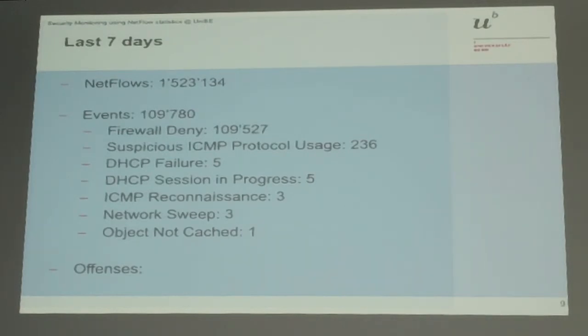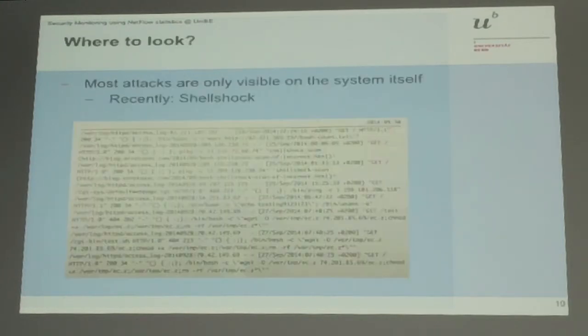So we collected netflows just from the HPC cluster, 1.5 million. It's not that much, I think. Events, 109,000, mainly firewall denies, and some other things. But the interesting thing is offenses, 0. It's a positive thing to have 0 offenses. But why is it like that?